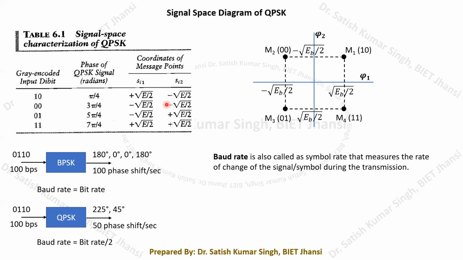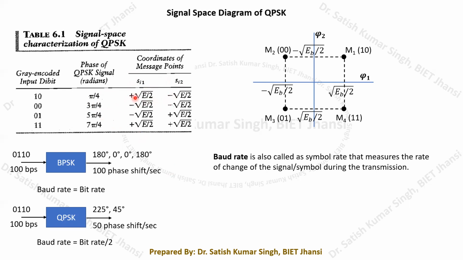So you can just try to substitute the different values of I, and then get the different coefficient values of SI1 and SI2, as I said in the previous discussion. Once you are able to calculate those points, you will find that there is a corresponding phase shift of pi by 4, and the corresponding coordinates of the message points that we are going to get, SI1 and SI2, will be positive and negative.